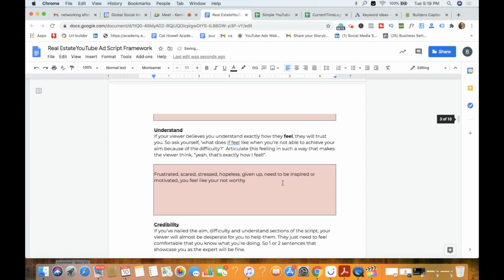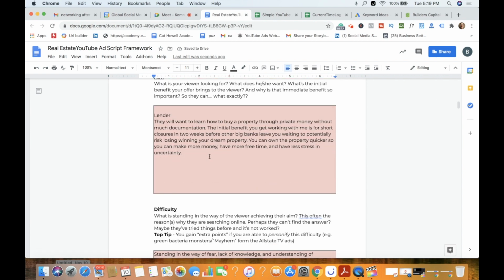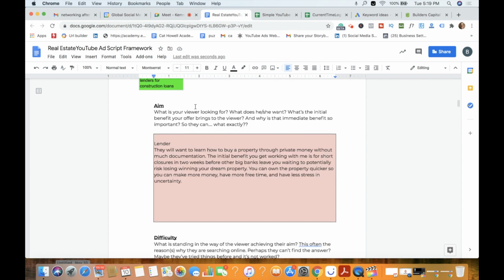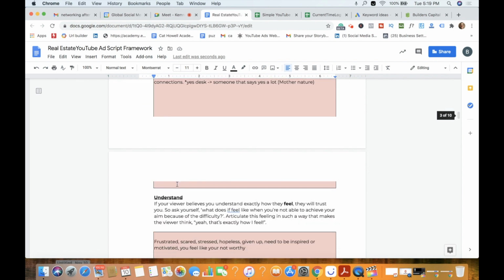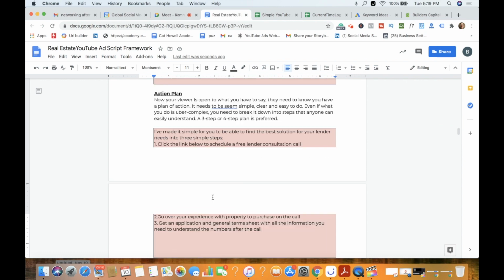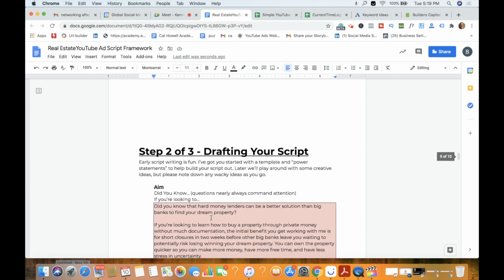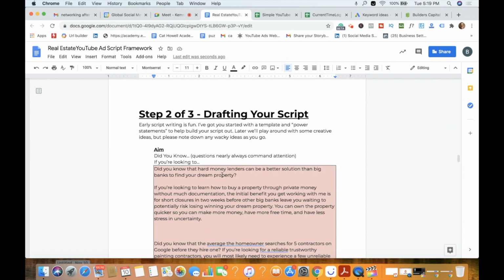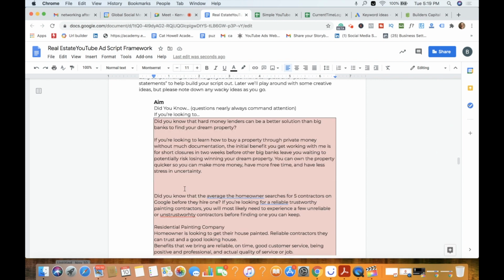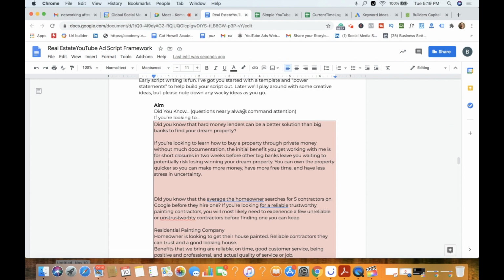So that's your script, right? It's kind of like this educate model that I had mentioned in the presentation: aim, difficulty, understand, credibility, action plan, and then kind of the teach and exit. And so what is then thereafter is drafting that. And this is just what I did: I just copied section 1.